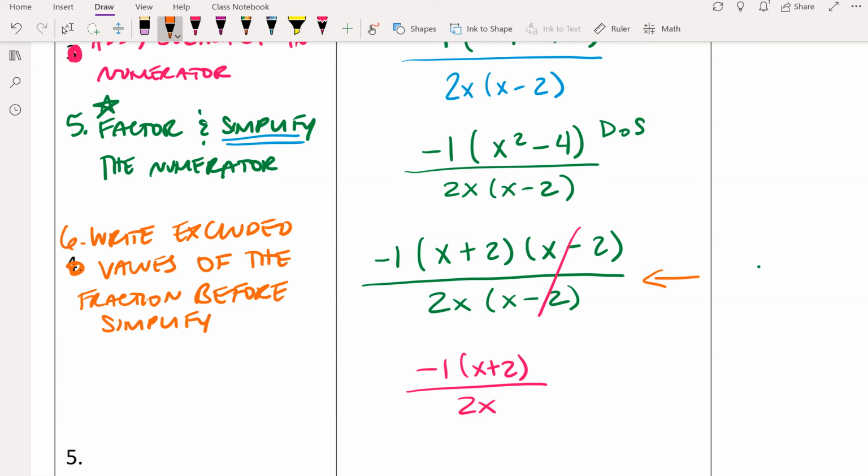And then excluded values, we will say, okay, x is not allowed to equal, and we need to look at this version that the orange arrow is pointing to. Look in this denominator. X is not allowed to equal 0 because of that x out in front, and 2 because of the x minus 2 factor. That's what I mean by look at the spot before you simplify, like right here, before simplifying. That's where you get your excluded values from. All right, and then this is our final answer, y'all.